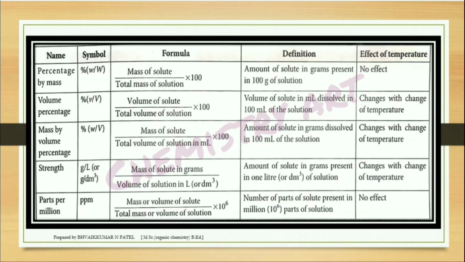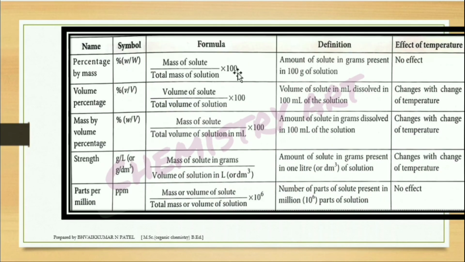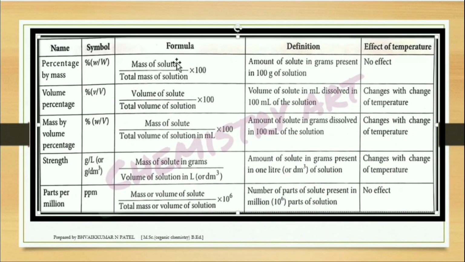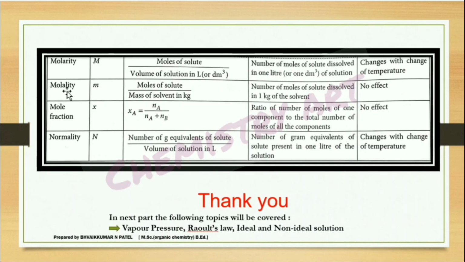And finally, see here, I have written all the concentrations in one table, with the formulas, definitions, and the effect of temperature, where temperature is affecting and where it is not. And last, the molarity, molality, mole fraction, and normality comparisons are all in one table. I hope you understood very well, because all the formulas are very important for this chapter.